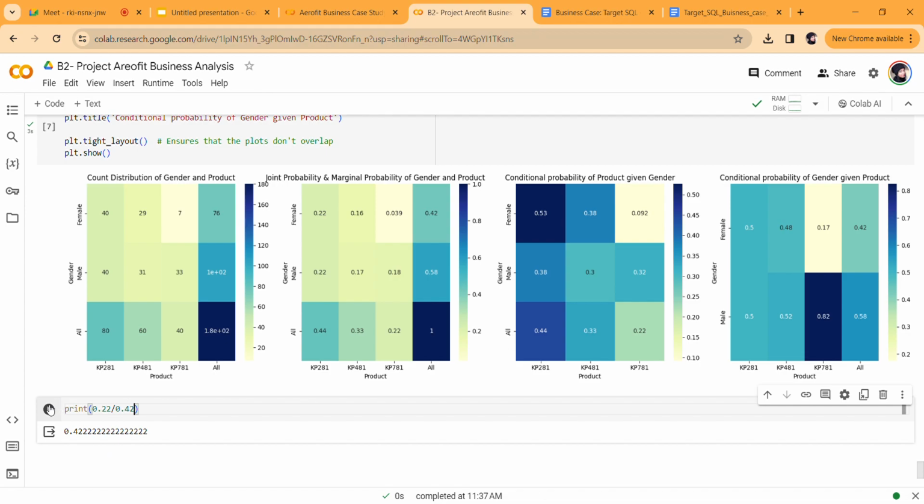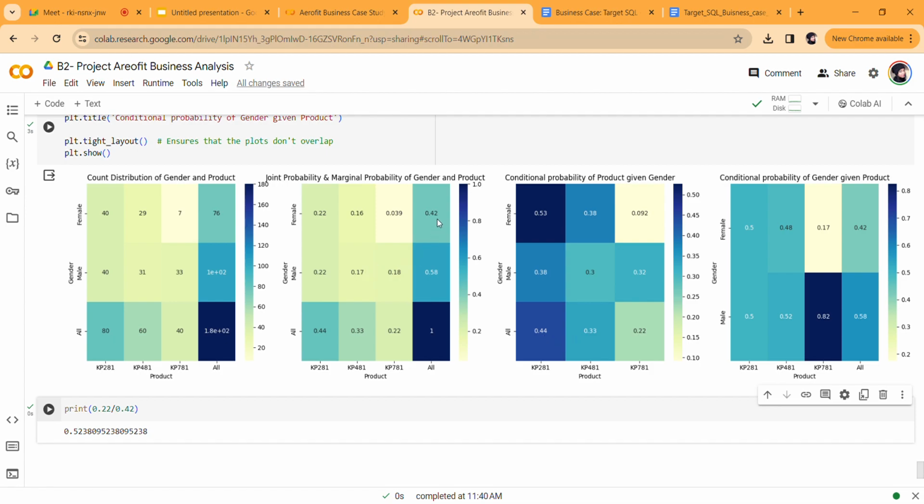If you run this, you are able to see 0.523, that is 0.53 is our probability. So this is the conditional probability. Given that she is a female, what is the probability that she will purchase KP281, KP481, or KP781? Given that they are female, what is the probability? This line, 0.44, should not be here. This is the overall probability of male and female.